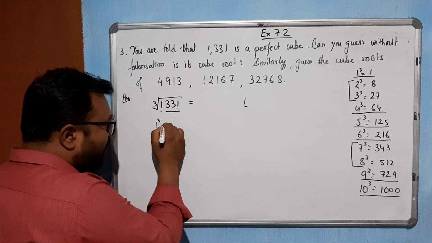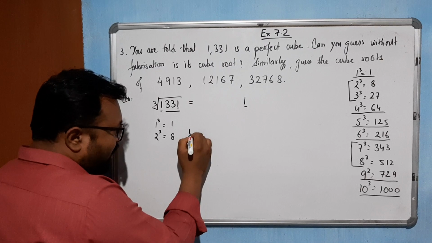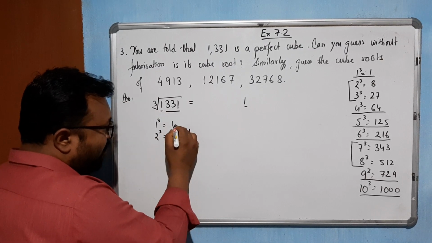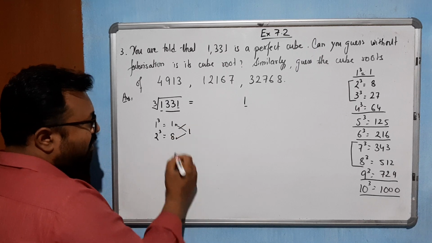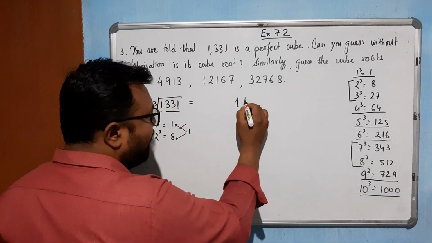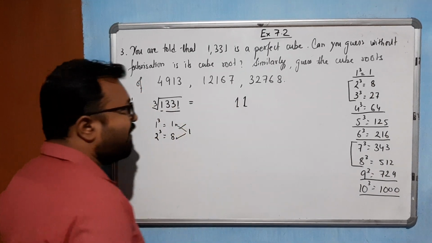See, 1 cube equals 1, 2 cube equals 8. Now is this one nearer to 1 cube or 2 cube, tell me. It is nearer to 1 cube. So we will write 1. So the cube root of 1331 is 11.